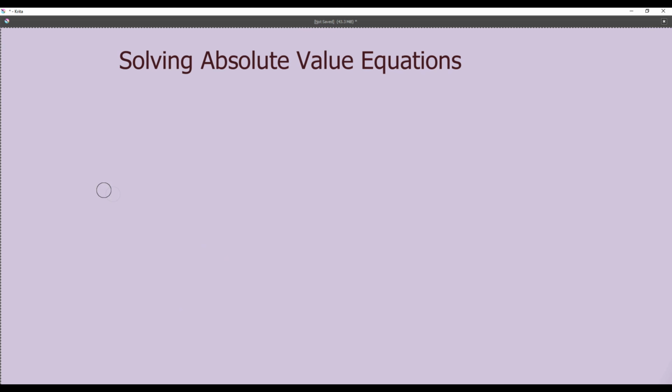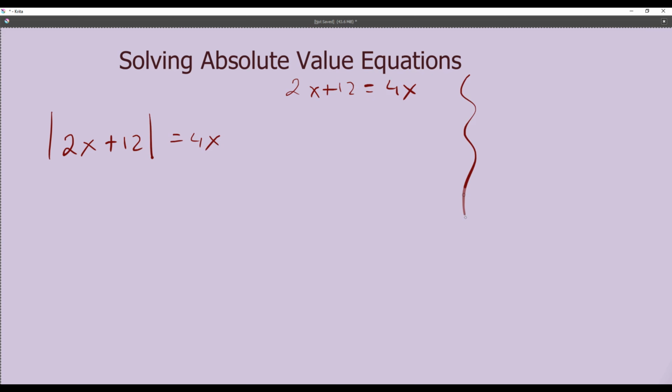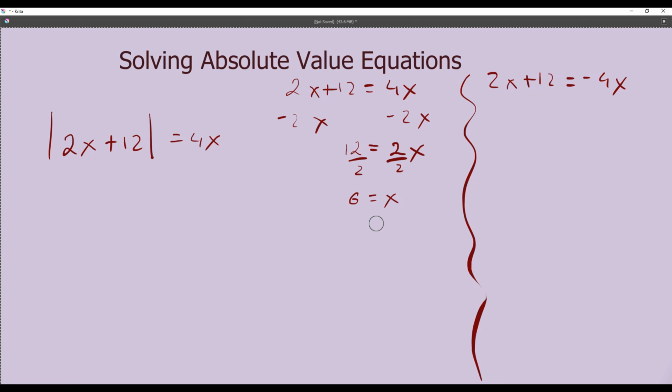Let's try another one. I have the absolute value of 2x plus 12 equals 4x. So I'm going to write out the two equations again. That is 2x plus 12 is equal to 4x. And then I have 2x plus 12 is equal to negative 4x. All right, you solve that. Subtract 2x. I have 12 is equal to 2x. So divided by 2, I have 6 is equal to x, and I have to check that.